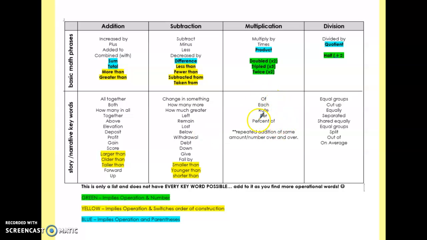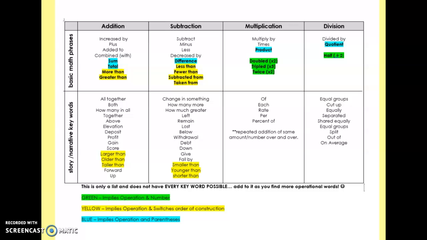Multiplication is often keywords that people miss. They're a little bit more discreet. So the word of, often just a connecting word. But in math world and when we're looking to write expressions for things, of can also imply multiplication. Each, rate, per, and percent of, those are all multiplication type words. Division: if you cut something up into smaller parts, if things are shared equally, if you're splitting something between people, things like that represent division.